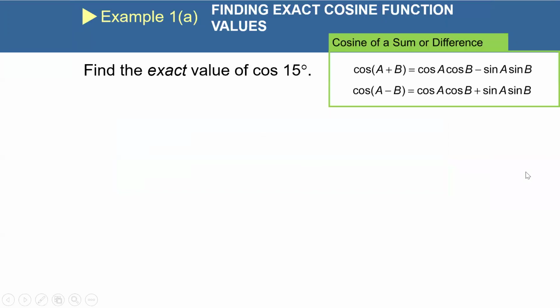Okay, so up first, we have find the exact value of cosine 15. Well, cosine 15 is not on our unit circle, right? It's not quite there, but thinking of our unit circle, our degrees and stuff, are there two angles that can be added or subtracted to make 15 in quadrant one? Yes. What are those two angles? 45 minus 30. Exactly.